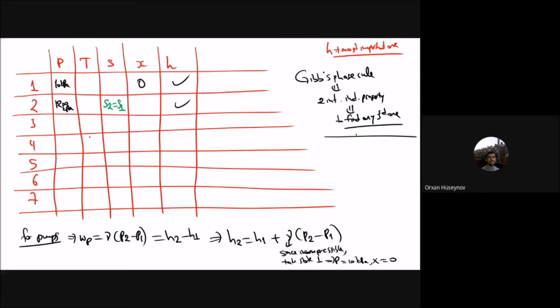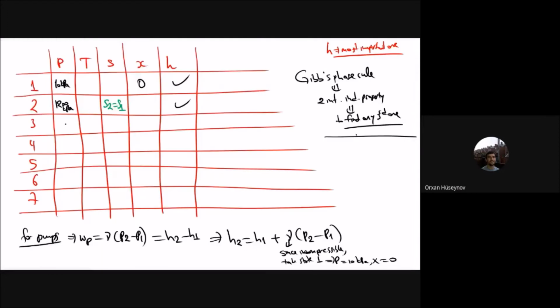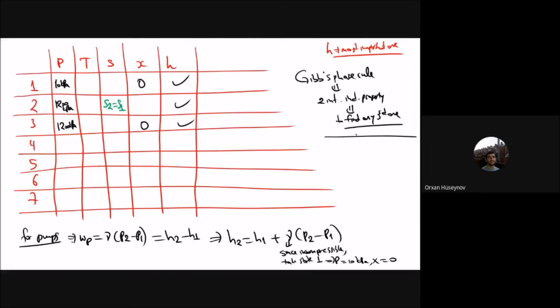Next comes state 3. State 3 is here, and it also has 0 quality and the pressure is 1200 kilopascals. So here the quality is 0 and the pressure is 1200 kilopascals, and therefore I can find the enthalpy value here.